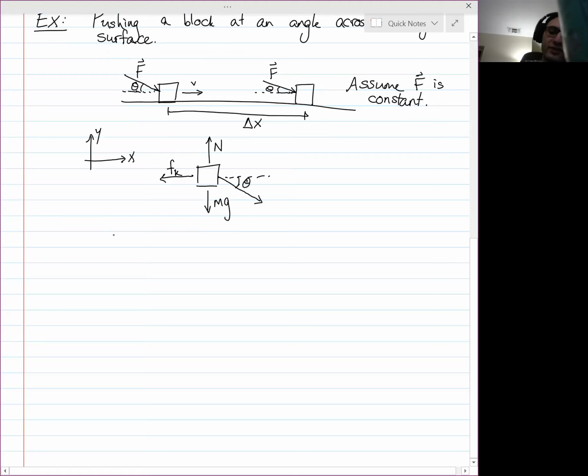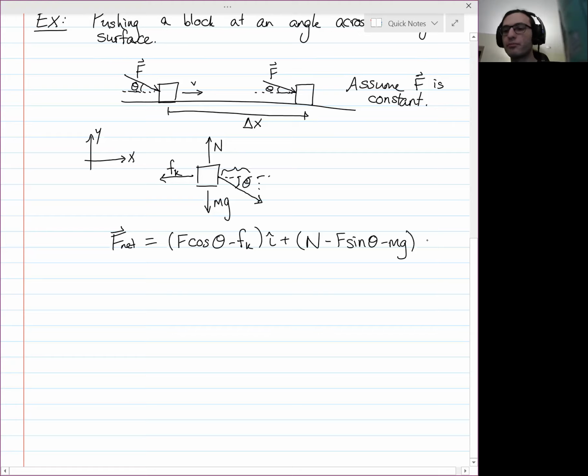So then what's f net? By the way, when we're working with work, it's just useful to write f net as a vector rather than looking at components, because we're going to need to take a dot product anyway. So this is f, the magnitude of the vector f, times cosine theta, looking at this component now, minus fk in the i hat direction, plus n minus f sine theta minus mg in the j hat direction.